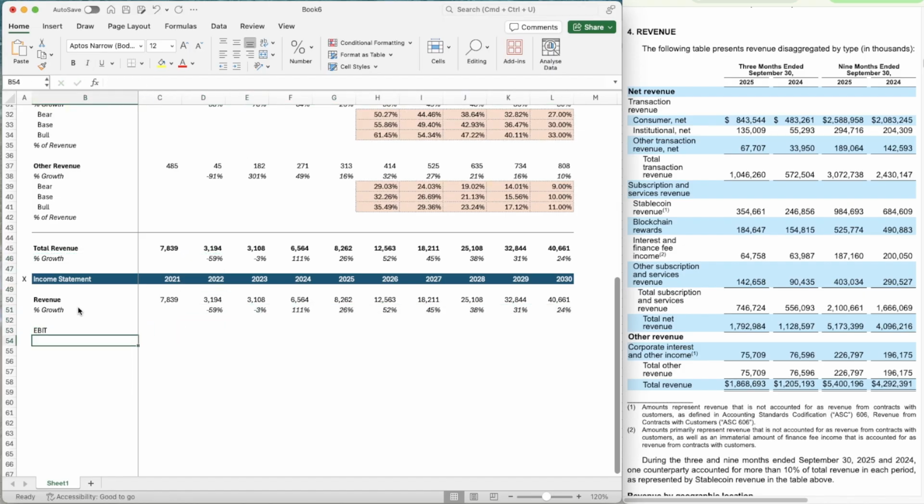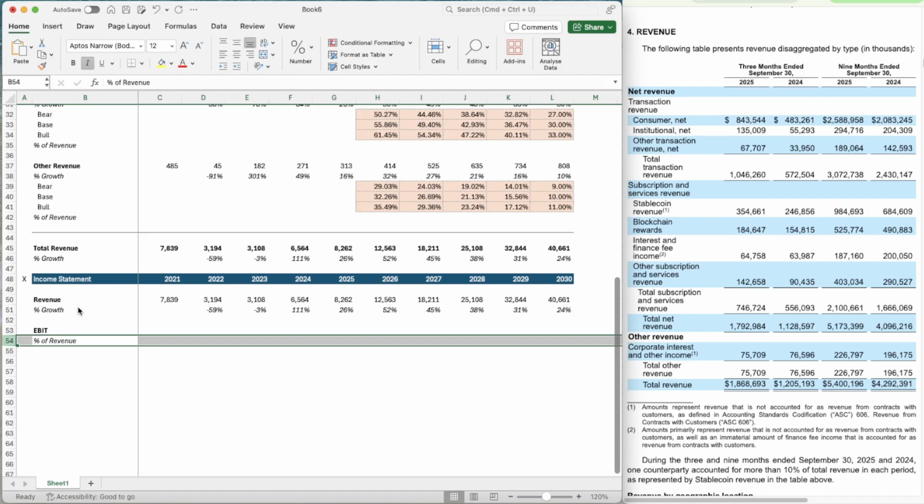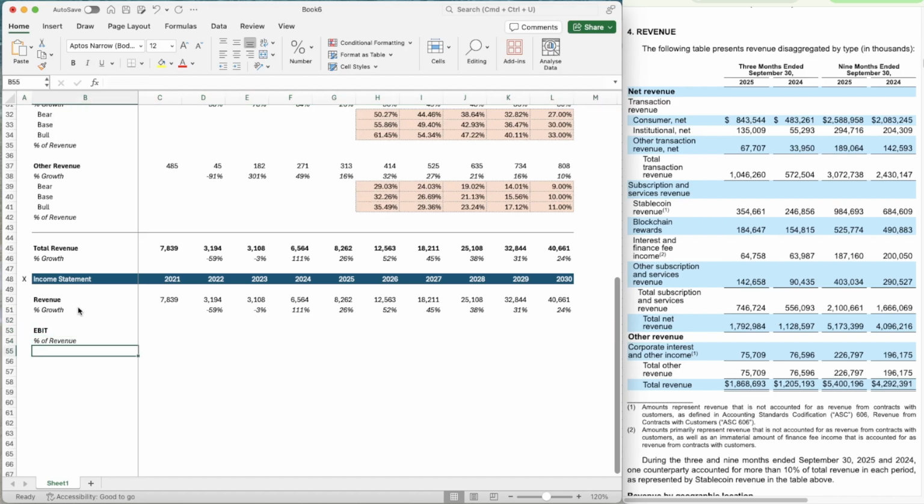We go EBIT. So that we want the taxes. I want to know what they are as a.